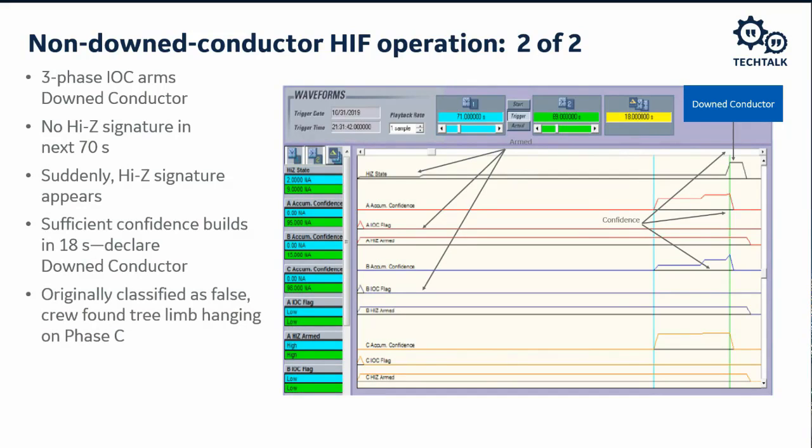Originally, this operation was classified as false. However, the crew went out and found a tree limb hanging on phase C. So the relay issued arcing alarms before declaring the down conductor.